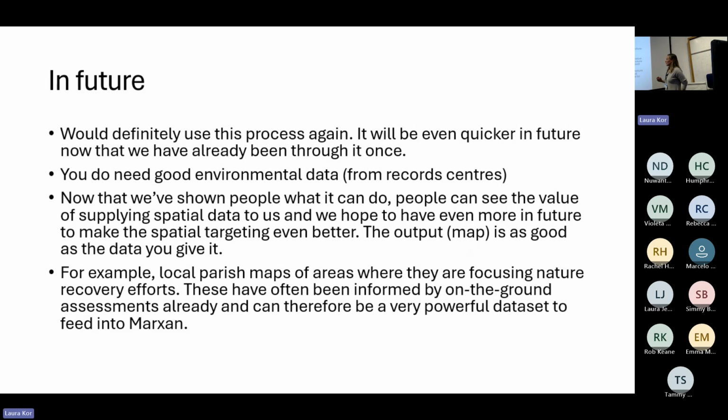So now that we've shown people what it can do, we also hope that some groups might be more forthcoming with their spatial data in the future. So farm clusters, particularly of interest for us, and any kind of landscape recovery projects people are working on, they can submit that to us to help us improve the fine-tuning of our mapping in the future. So that could also include local parish maps where people have already surveyed areas and done assessments on the ground, and that could make this even more powerful than it has already been for us.